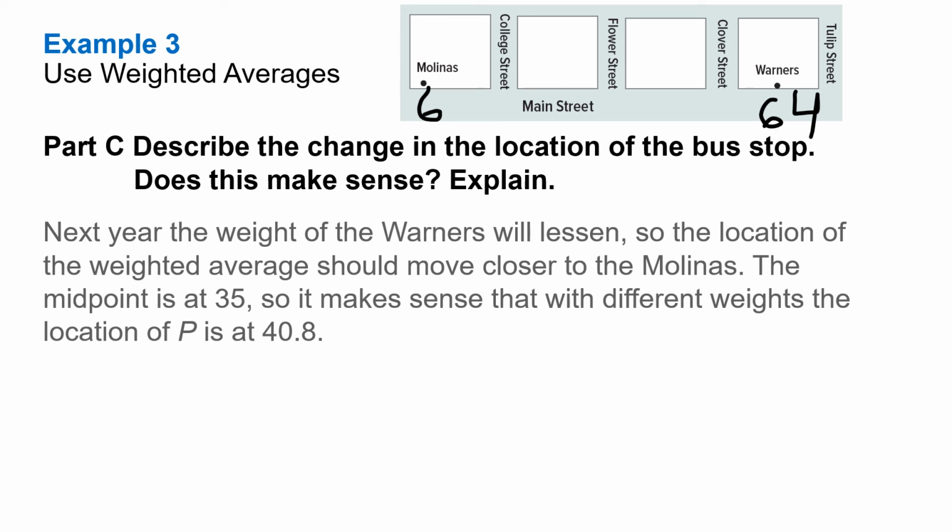Describe the change in location of the bus stop. Does this make sense? Explain. Next year, the weight of the Warners will lessen, so the location of the weighted average should move closer to the Molinas. The midpoint is at 35, so it makes sense that with different weights, the location of P is at 40.8. Remember that a midpoint has a ratio of 1 to 1, and in part B, the ratio of the Molinas to the Warners was 2 to 3, which is close to a 1-to-1 relationship.